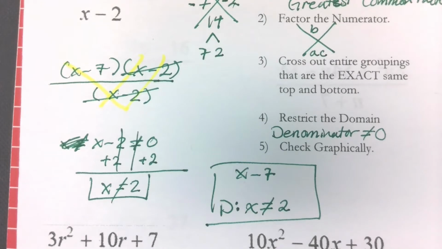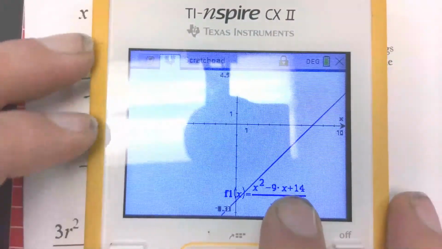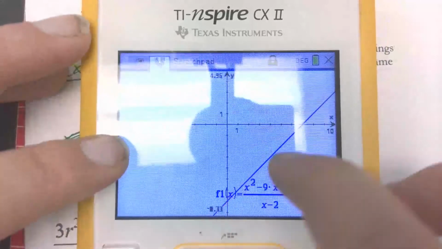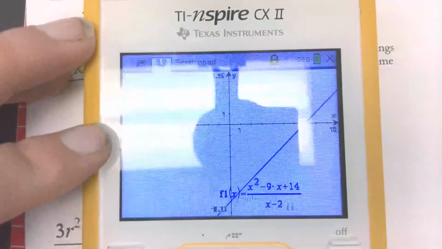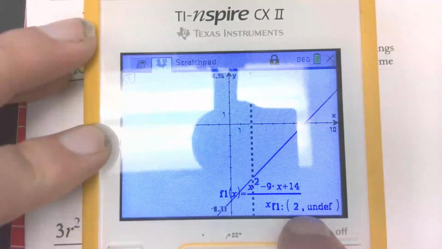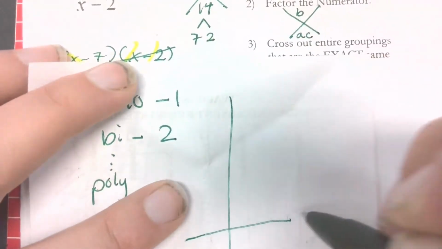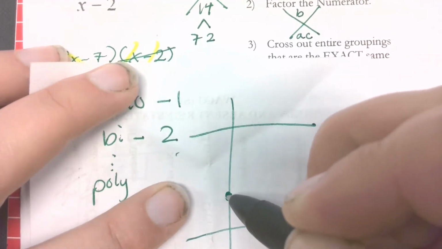Now I'm going to show you real quick. Okay. Are you guys okay that I already have this equation in there, which is the original equation? And it looks like a line. Now if I trace this and I tell it to go to 2, do you see how it's telling me it's undefined there? That's because if you were going to graph this, the y-intercept, sorry, I just did that wrong. The y-intercept would be negative 7.